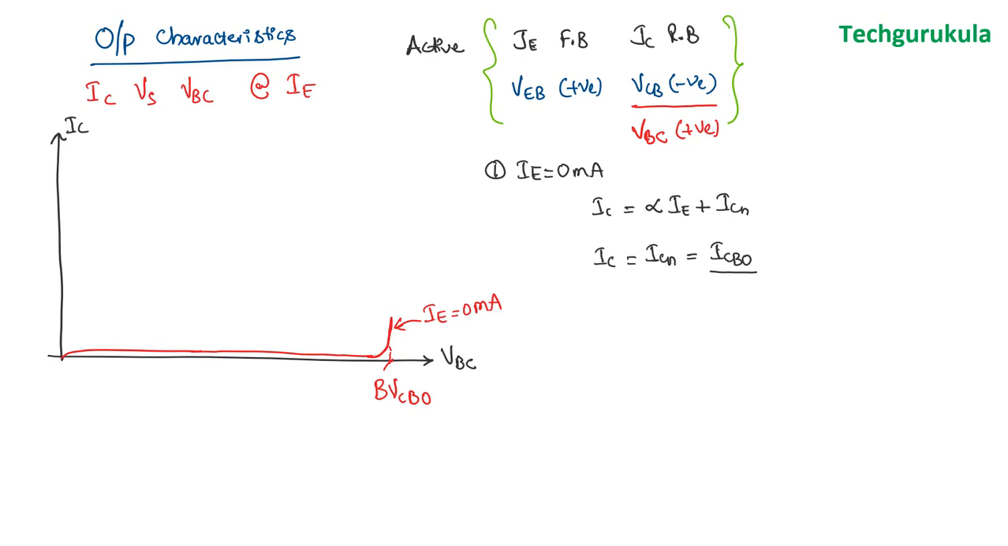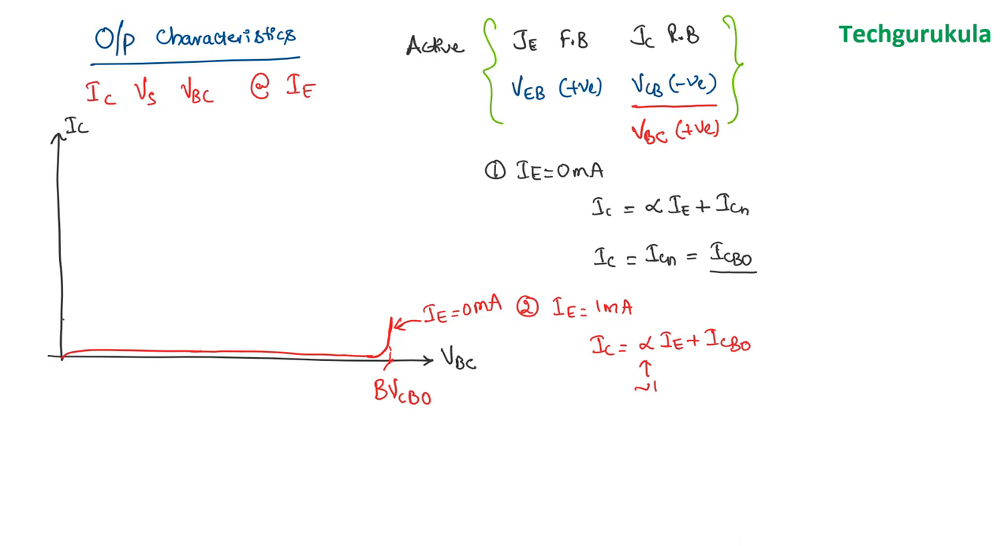Now let's say for the second case, we're going to increase IE, let's say that is 1 milliampere. Now we know that IC is equal to alpha IE plus ICB naught. We know ICB naught is a reverse saturation current, which would be very small, and alpha is very close to 1. Usually IC will be very close to IE, and IC wouldn't change with respect to voltage because it depends on IE and ICB naught.